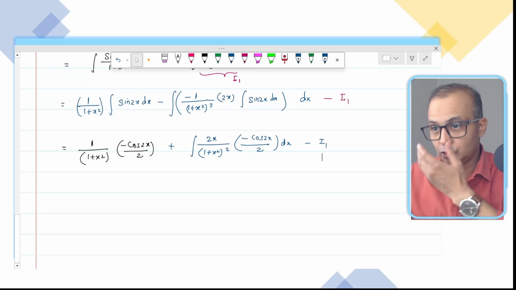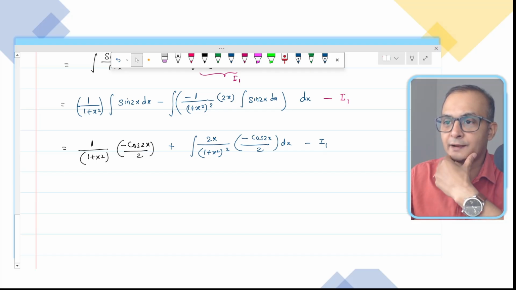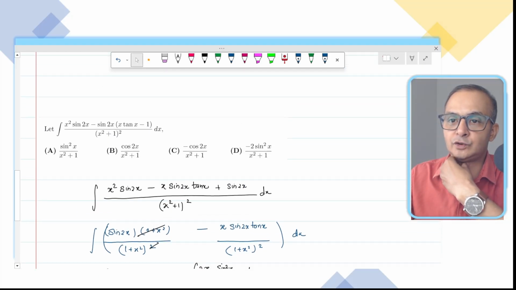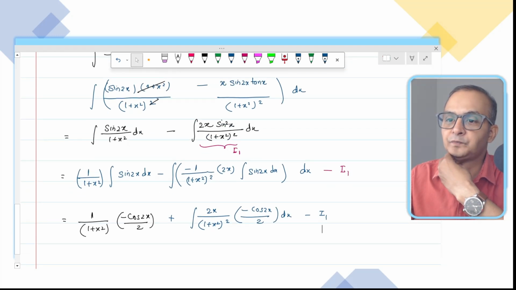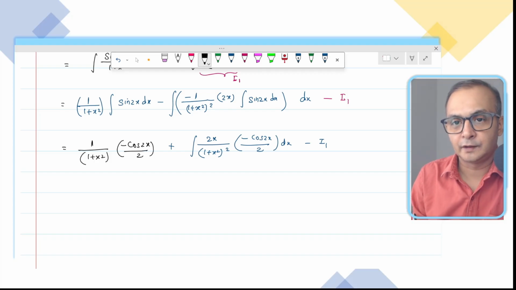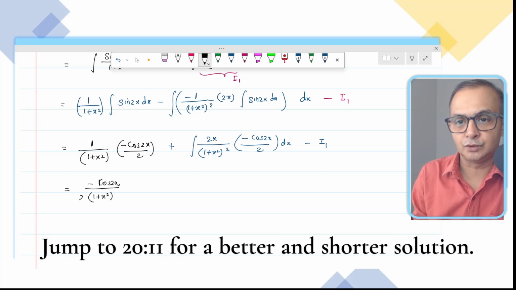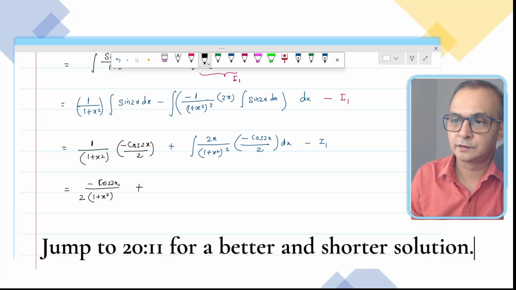Now the problem is, how do we get the exact integration back? Because you see the options, we don't have any such options like this, so we have to deal with this situation as well. So what we do now, I'm keeping this thing as it is, 1 by 1 plus x squared minus cos 2x by 2, and here we have cos 2x by 2 and so on.